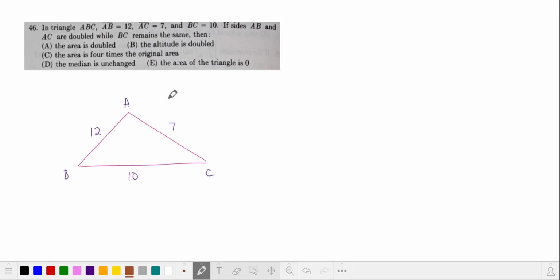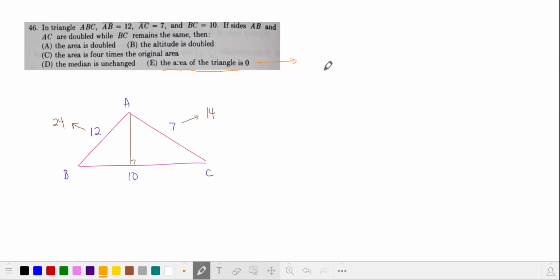In this problem, we're given this triangle with these 3 side lengths, and we're going to double the lengths of 2 of these. So AB will become 24, and AC is replaced with length 14, and BC remains the same length. Scanning these answer choices, I don't think the area is going to change in the way it's described, either doubled or multiplied by 4, unless we have a right triangle, which we don't. I'm intrigued by this last answer option.